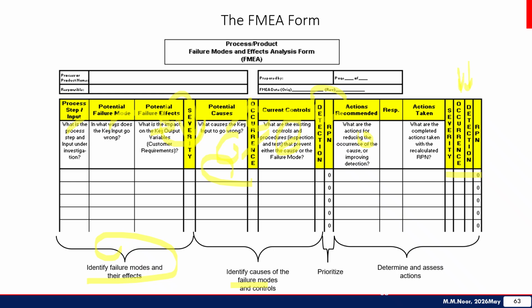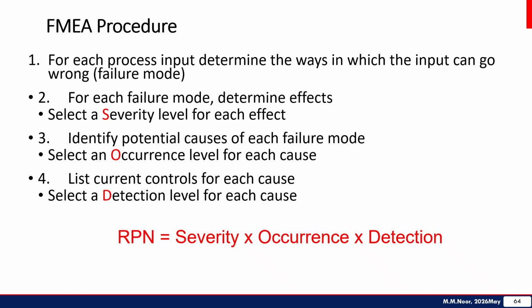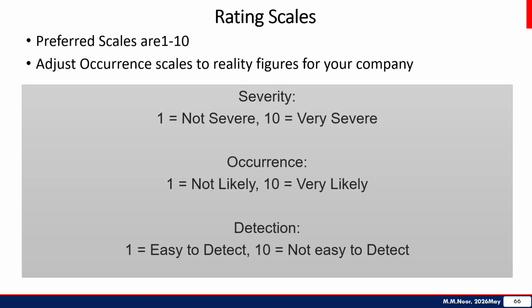Okay, this is the failure mode. This is the SOD again: severity, occurrence, and detection. The RPN number, risk priority number, is the product of all these three. For this example rating, we put a rating of 1 to 10. 1 is not severe, 10 is very severe. For occurrence, 1 is not likely, but 10 is very likely to happen. Detection, 1 is easy to detect, but 10 is very hard to detect. If the problem is 10, 10, 10, then it becomes 1000. It's very grave, a very high risk to happen.